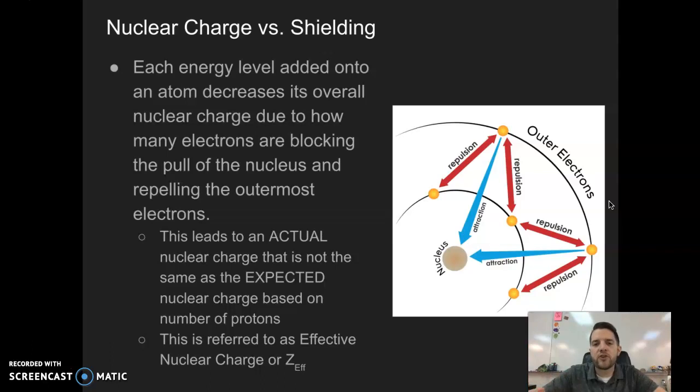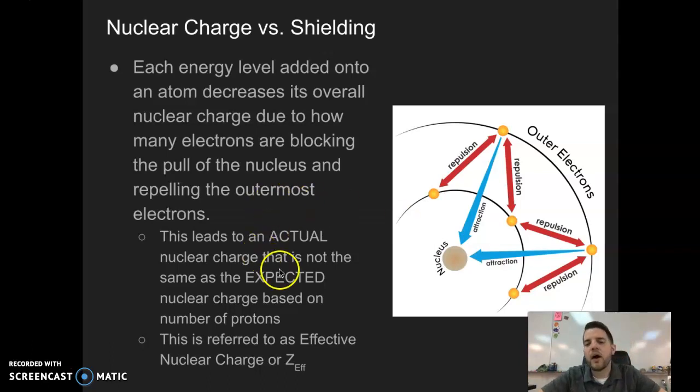Now, nuclear charge and shielding kind of fight with each other, because the blue in this image right here is the nuclear charge attraction, the attraction of those electrons pulling in. But the shielding force is the red bars, the repulsion that occurs between energy levels. So each energy level that we add on is going to decrease the nuclear charge. And so every time we add an energy level, we're going to see that not only are the electrons in the further out energy levels just further away from the nucleus, but we're increasing the repulsion between the energy levels.